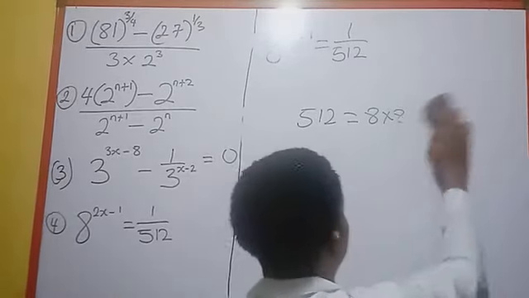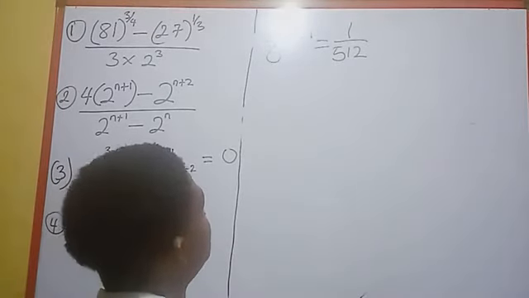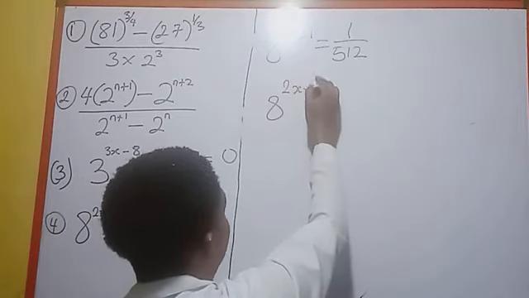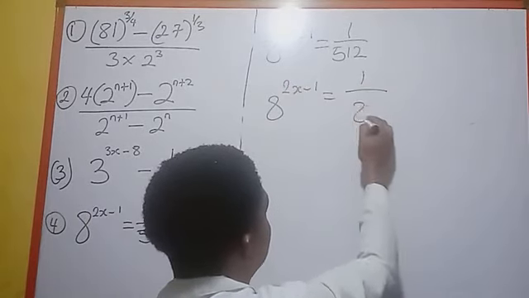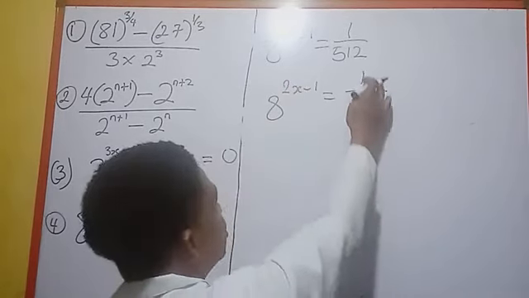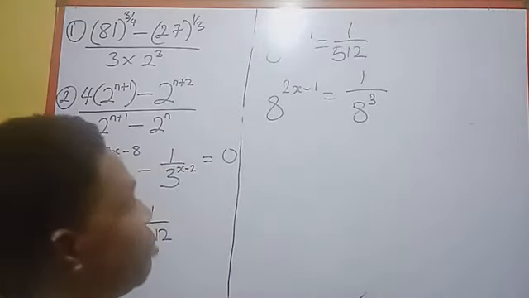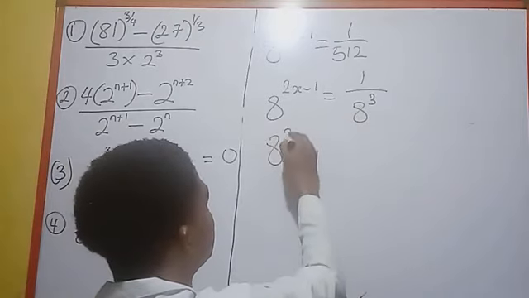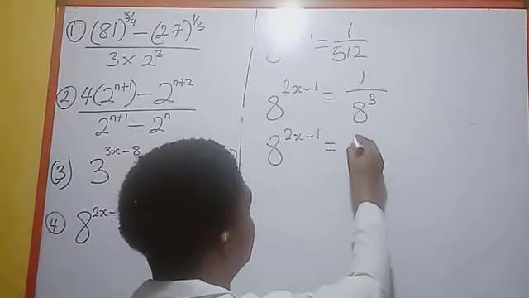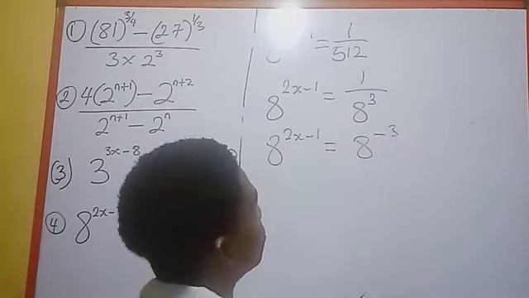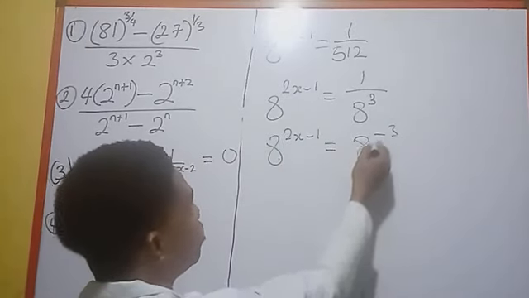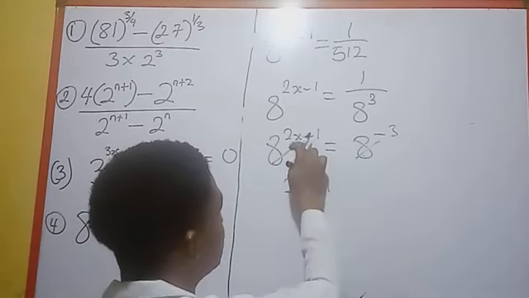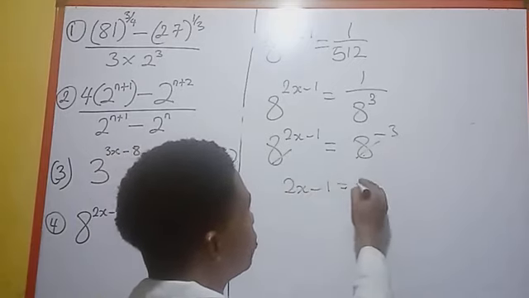So let's proceed. Express your 512 in indices. So you have 8 raised to the power 2x minus 1 is equal to 1 over 8 raised to the power what? 3. Now remove this reciprocal by bringing the minus according to the law of indices. So you have 8 raised to the power 2x minus 1 is equal to what? 8 raised to the power minus 3. So the base, 8, they are the same, so the base cancels the base. What you are left with is the power. So you have 2x minus 1 is equal to minus 3.